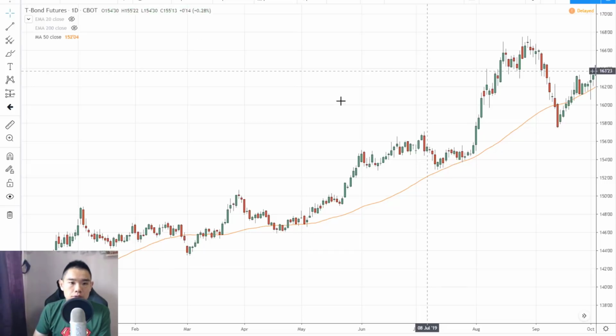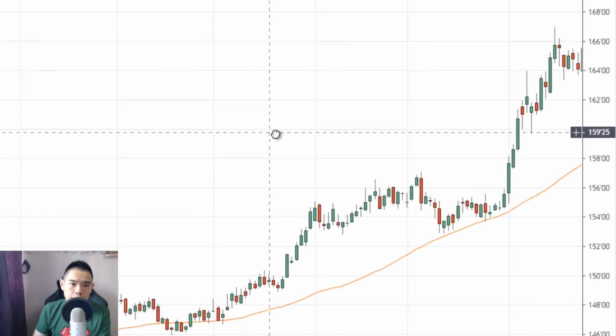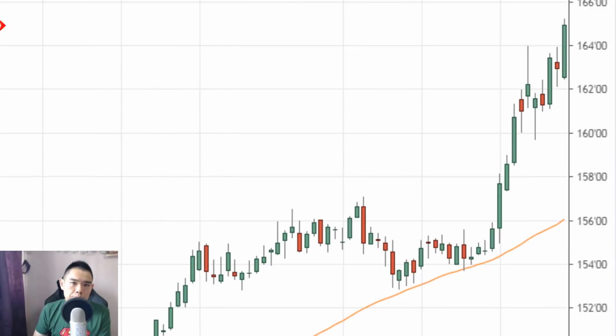For example, at this point, is the price near or far away from the area of value? Just look at this chart. Ask yourself, is this near or far away from the area of value? And at one look, you know that this is quite a distance away from this area of value.